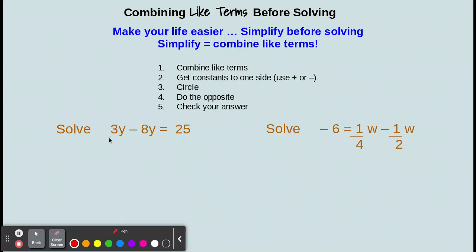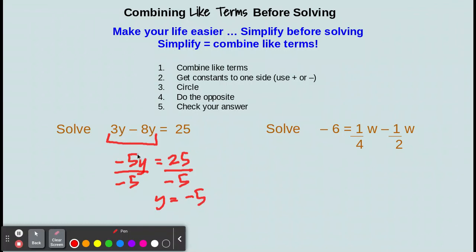In this equation here, solve 3y minus 8y equals 25. Let's combine these like terms because the 3y and the 8y both have y to the power of 1, so they are like terms. And 3y minus 8y is the same as negative 5y, right? And what is our operation in this? It's multiplication, so we need to do the opposite, which is division. But what are we dividing by? We're dividing by negative 5. And what we do to this side, we have to do to this side. So y equals negative 5.